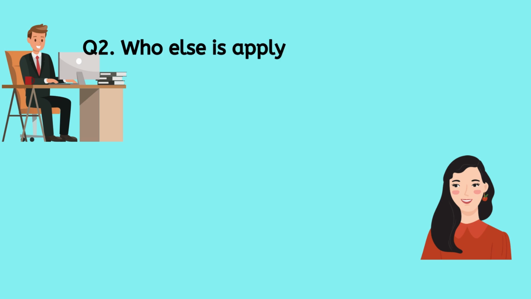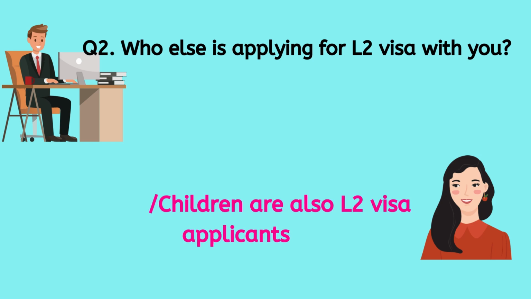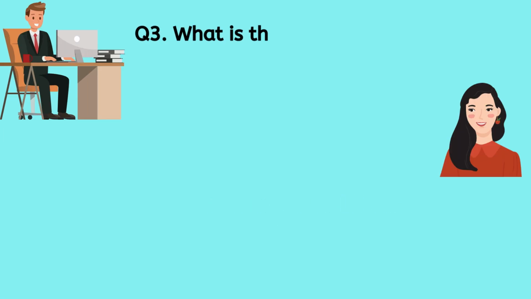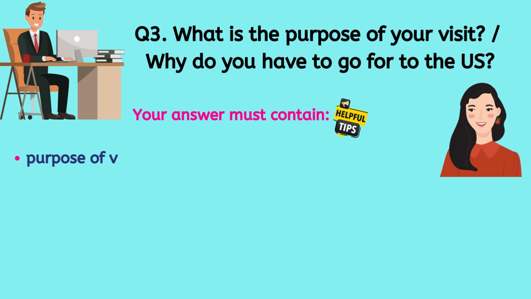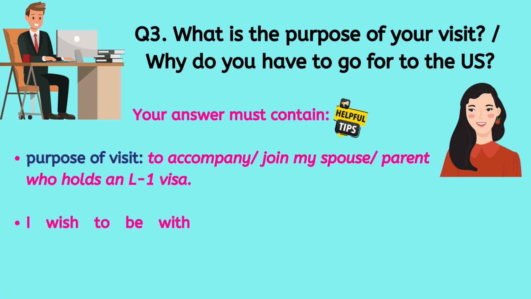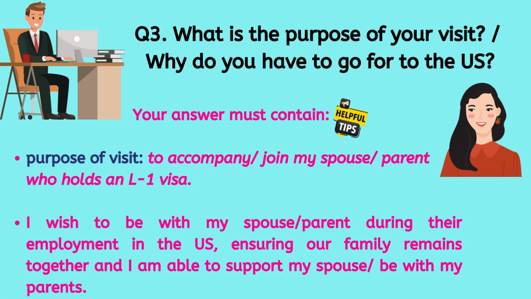Who else is applying for an L2 visa with you? Now, my child or my children are also L2 visa applicants. They could ask you, what is the purpose of your visit? Or they could say, why do you have to go to the United States? And here your answer must contain A, that the purpose of your visit to the United States is to accompany your spouse who holds an L1 visa, or to accompany a parent who holds an L1 visa.